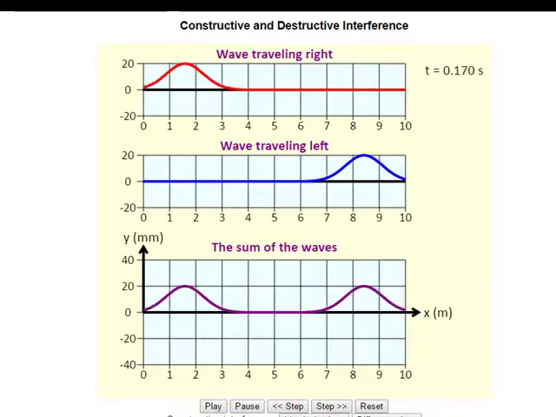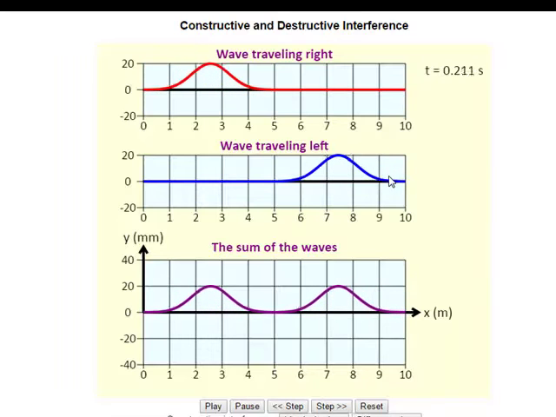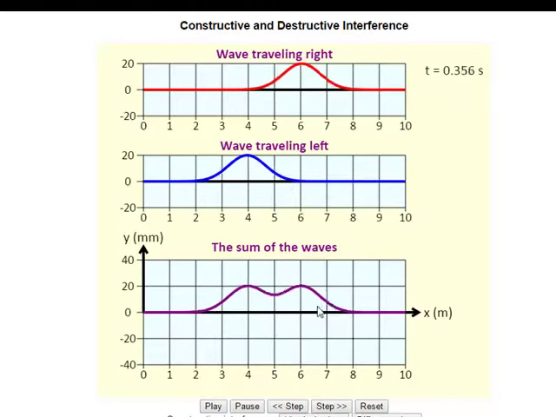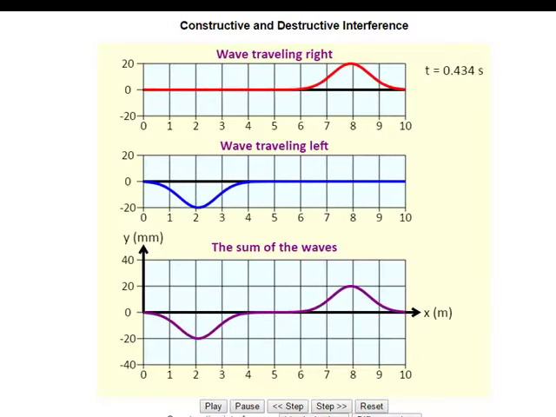Our waves usually are not these easy-to-deal-with squares or triangles, but have that more characteristic sine wave pattern. Here we have a wave traveling from left to right and a wave traveling from right to left. They overlap. They're both positive amplitudes. So when they overlap, we get constructive interference. Here we have one pulse positive, the other pulse negative. Notice as they pass through, we get destructive interference.